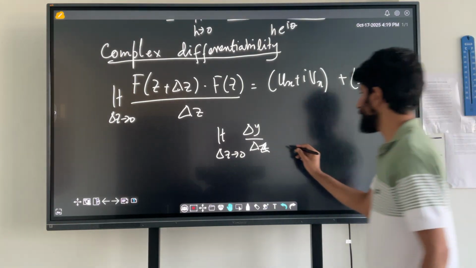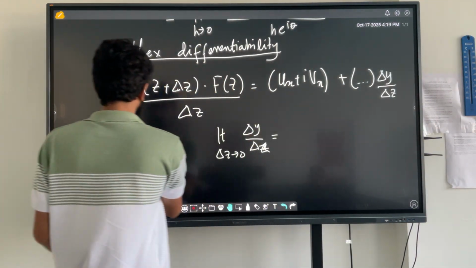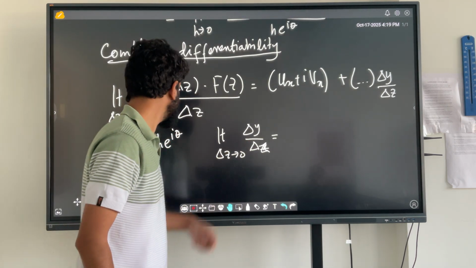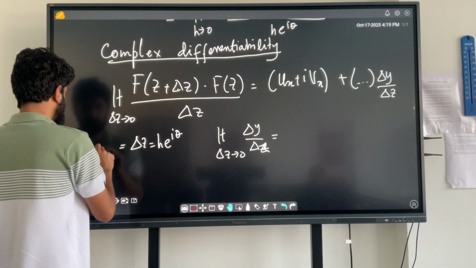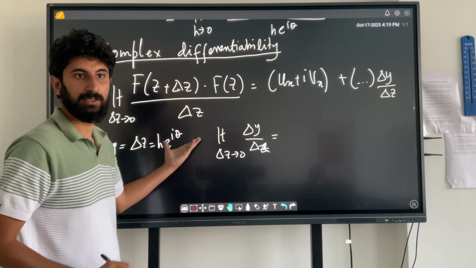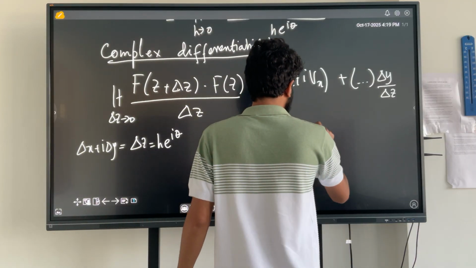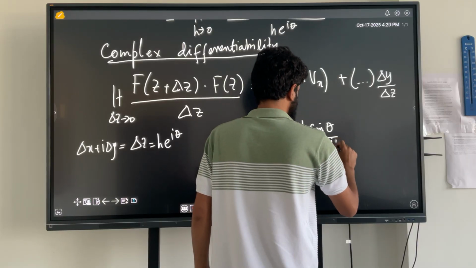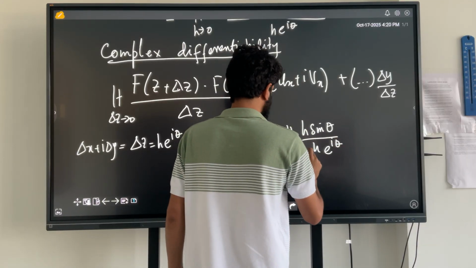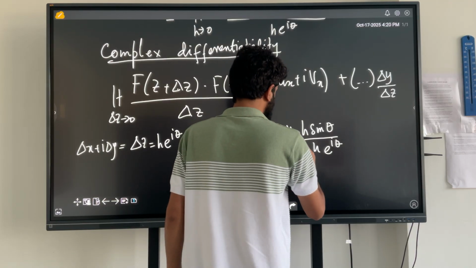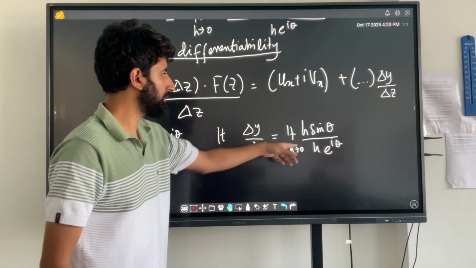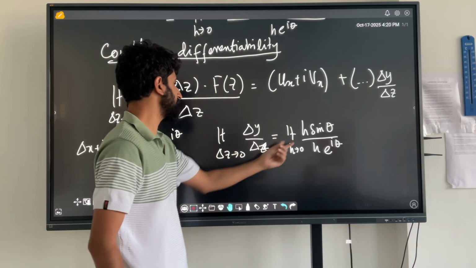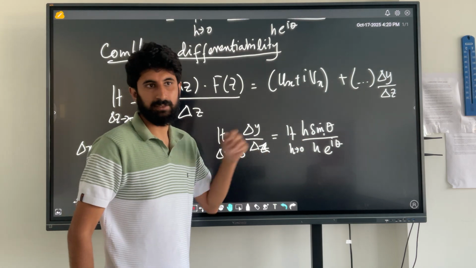Now, what does this do? What is my delta z? h e^{i theta}, right? Remember, what is delta y? It's also delta z equal to delta x plus i delta y. What is delta y? It is h sin theta. And what is delta z? h e^{i theta}. Remember, now h going to 0. This limit, well, not strictly, I have to check. This means that we check that this is independent of theta, right?